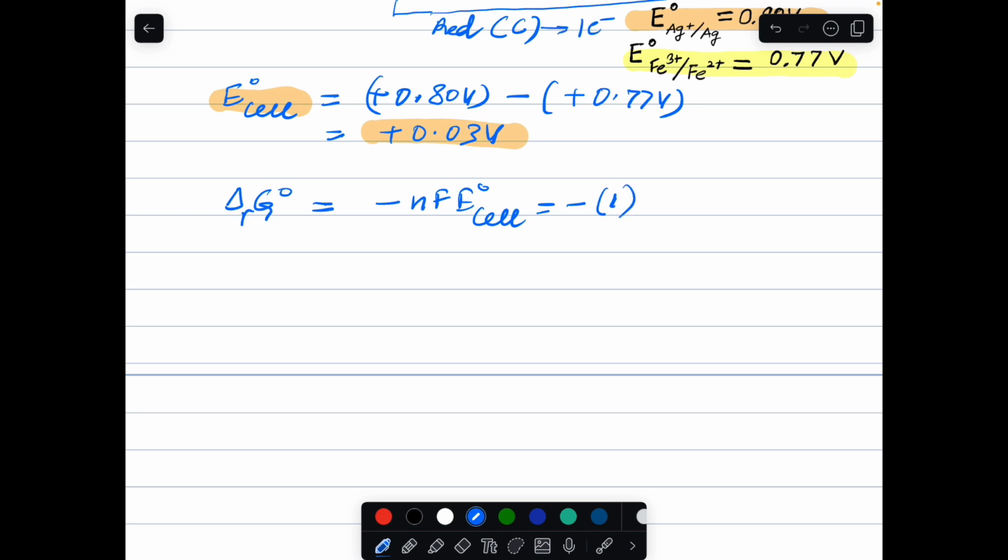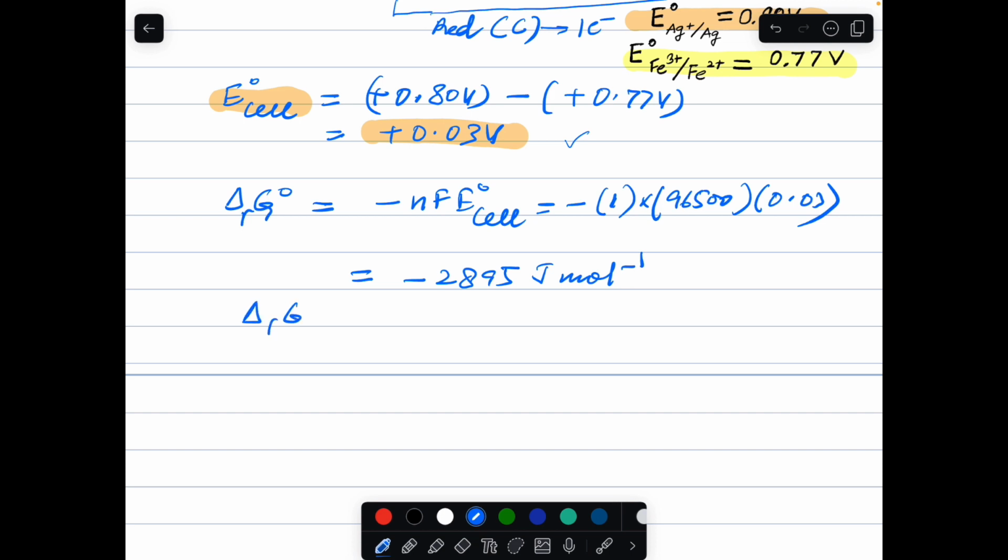And next we will multiply with the value of Faraday's constant, that is 96500 coulombs per mole, and then we will put down the value we have calculated here. So this is 0.03 volt, and we will be getting the answer as minus 2895 joules per mole. Okay, and therefore we will calculate the Kc value also, that is the equilibrium constant value.